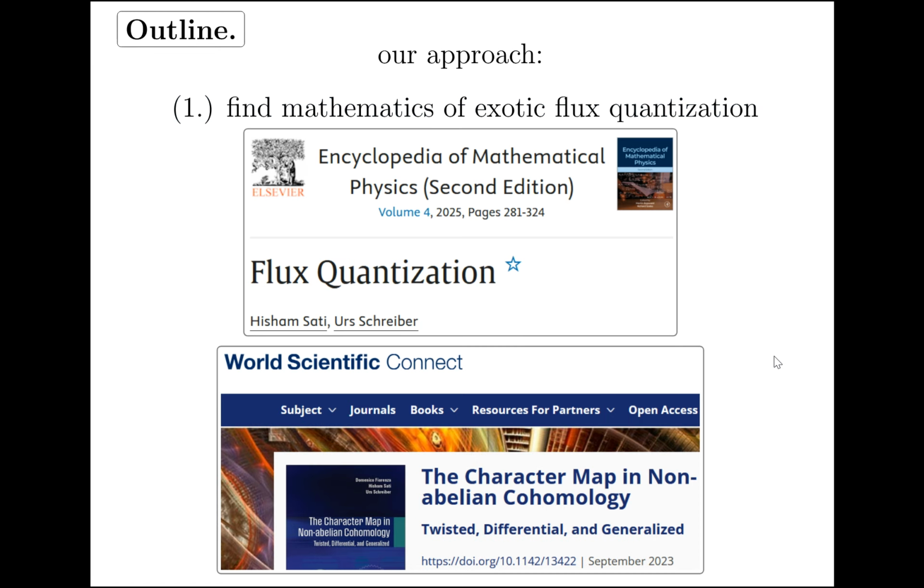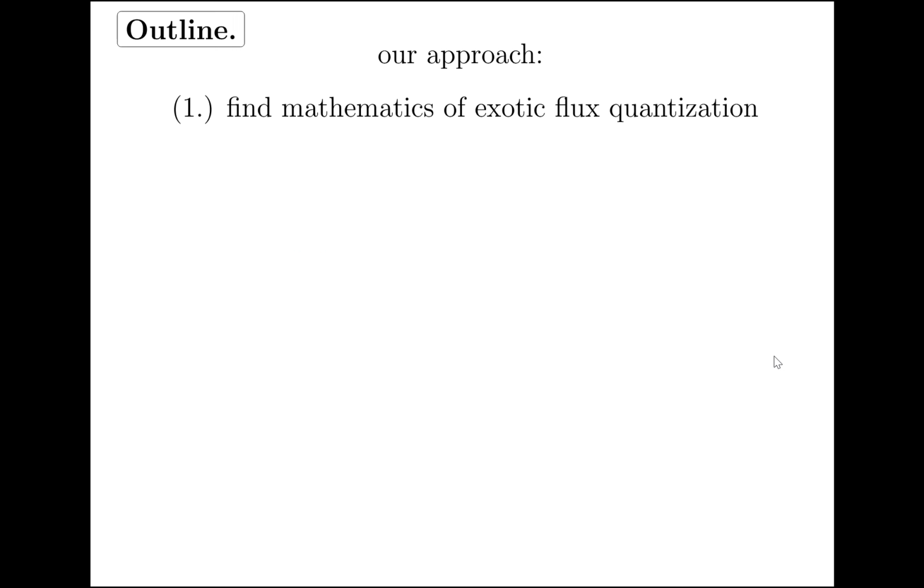This is something we've been doing in the last years. First summarized in this book, The Character Map in Non-Abelian Cohomology. I'll come later to why it's called the character map, but this is really about flux quantization. And then a more physics-oriented summary was published in the Encyclopedia of Mathematical Physics, called Flux Quantization.